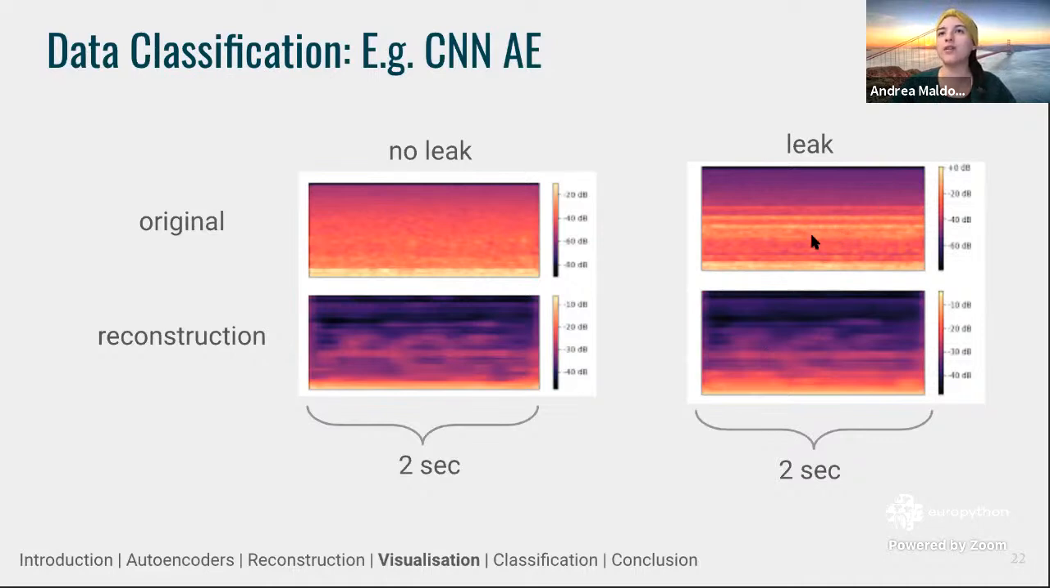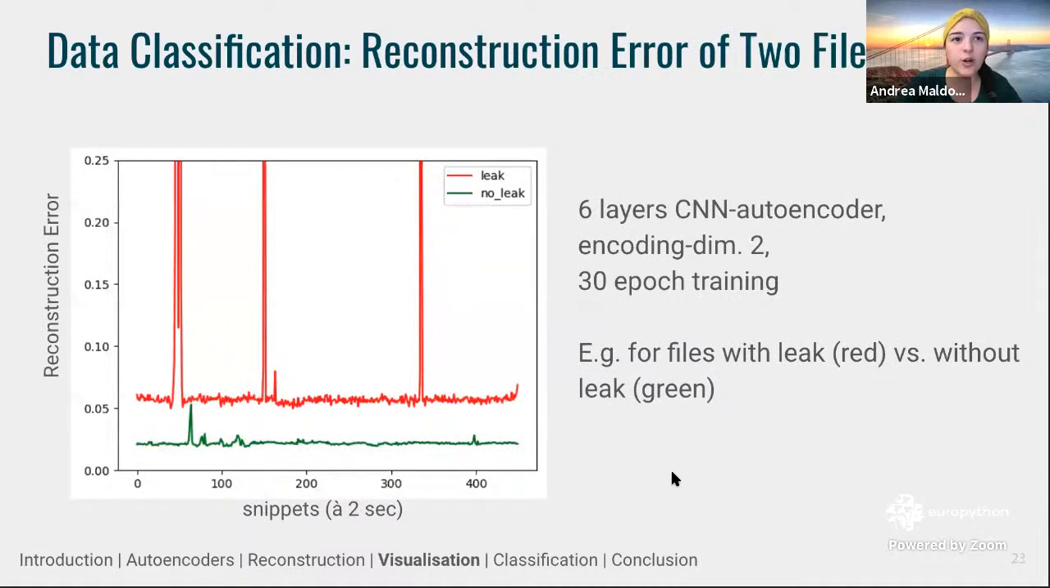You're more able to say there was a leak before than after. So we took a look at this, and then we were not discouraged. We decided to plot the reconstruction error to see what was going on. Here you have this plot. We have the reconstruction error on the y-axis, and we have our snippets on the x-axis.